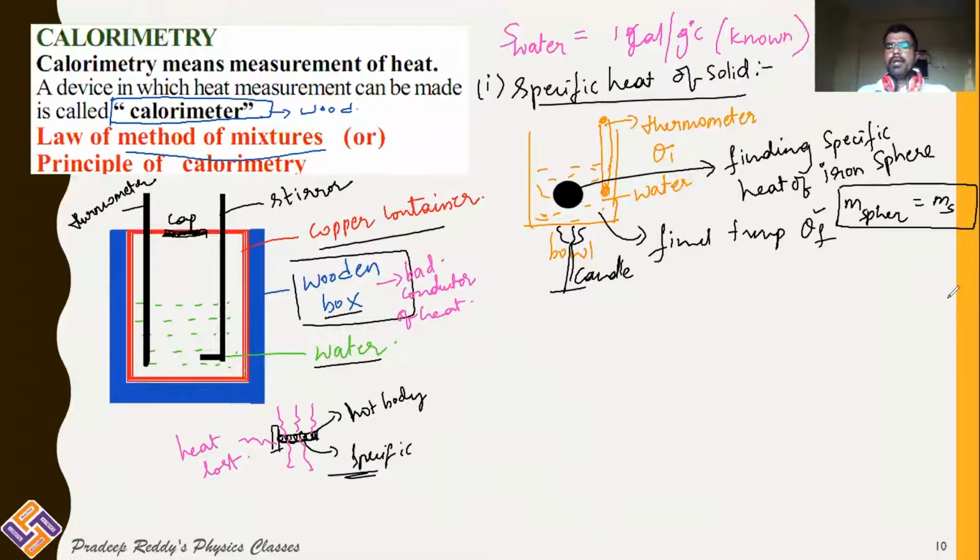Okay. Now I want to find out the specific heat of this iron substance. So what I do, I'll take this iron sphere and place it into the calorimeter.